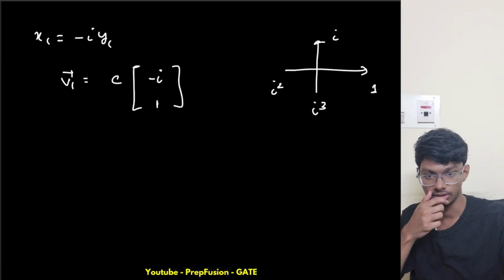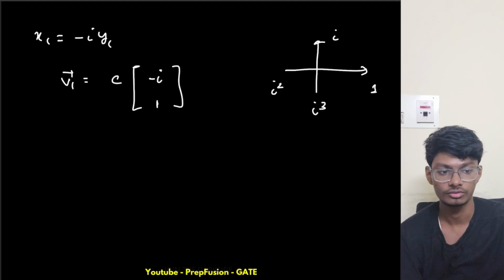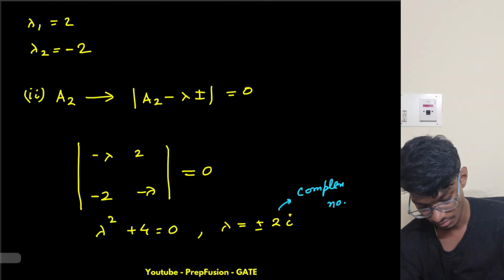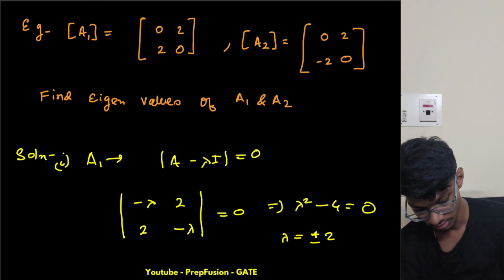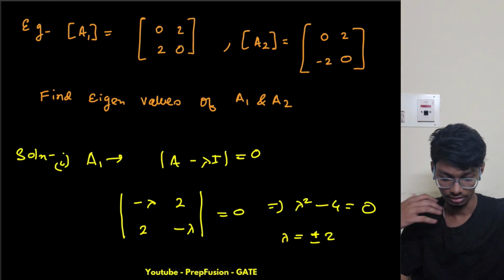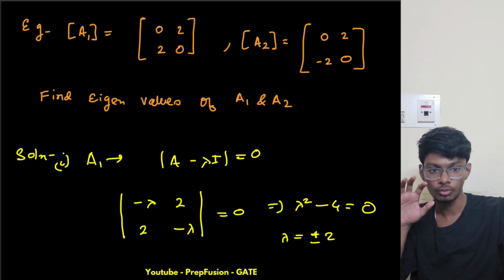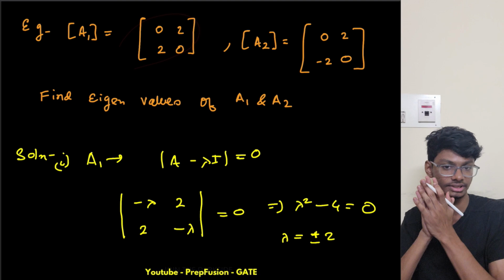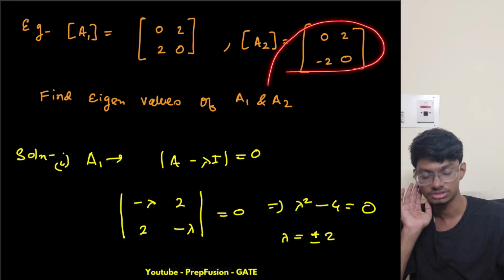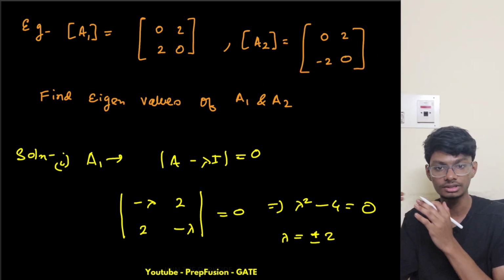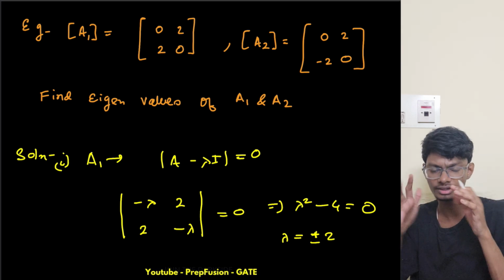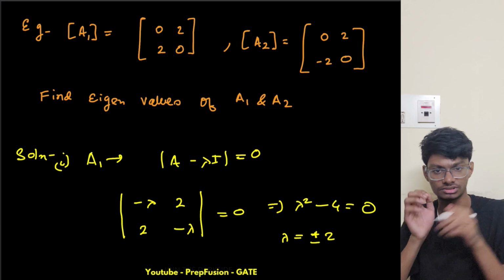Now for symmetric matrices, what do we know? We are getting simply real eigenvalues. This is a point to notice: for symmetric matrices we'll always get real eigenvalues, and for skew symmetric matrices we'll always get imaginary eigenvalues. Just keep these two points in mind. I will write all these points in one note.